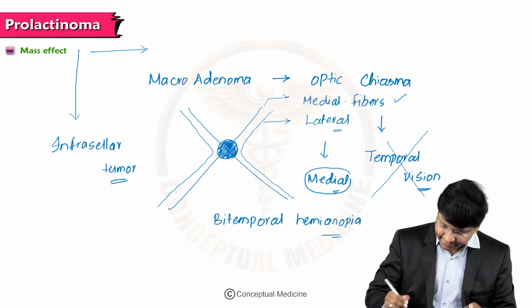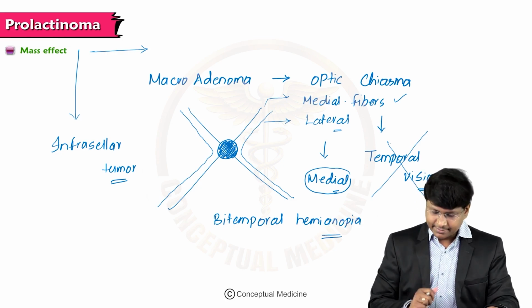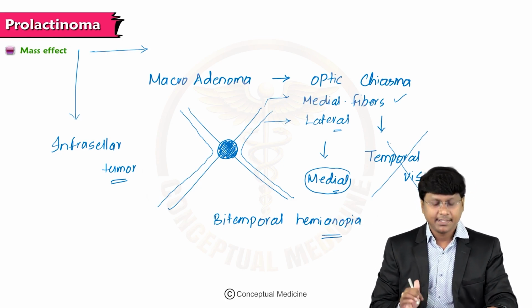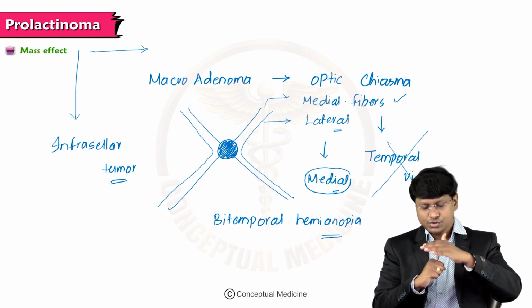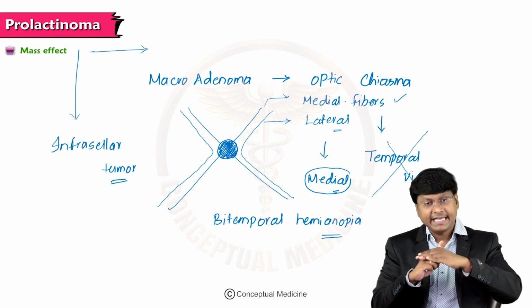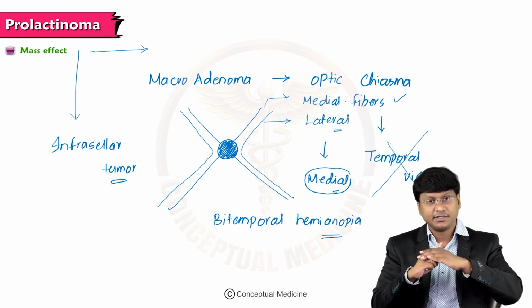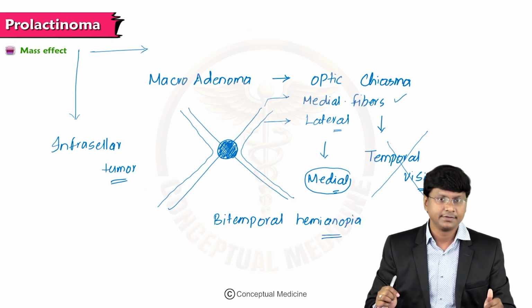Right, that is the reason why the individual will have bitemporal hemianopia. That is one point. And the pituitary adenoma, that is prolactinoma, is compressing the optic nerve from below. So the fibers which are present below, they will bring the vision from the superior part of your visual field.